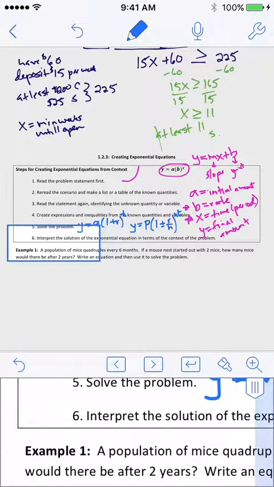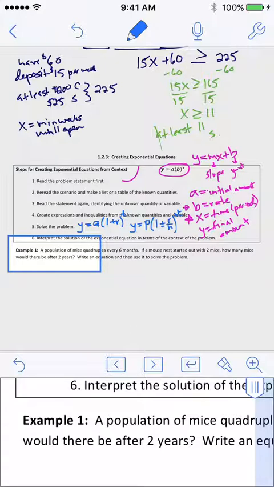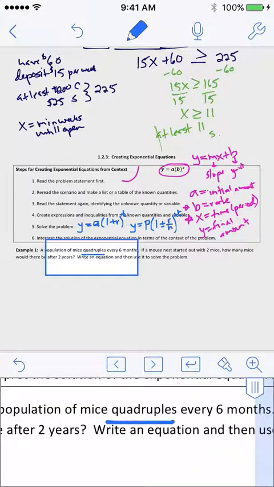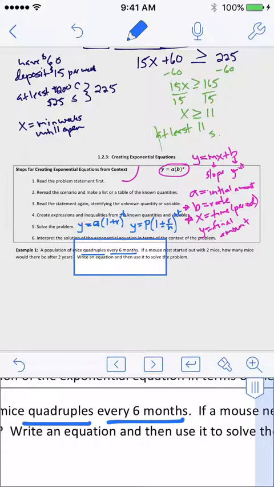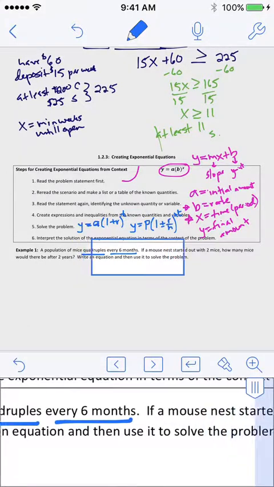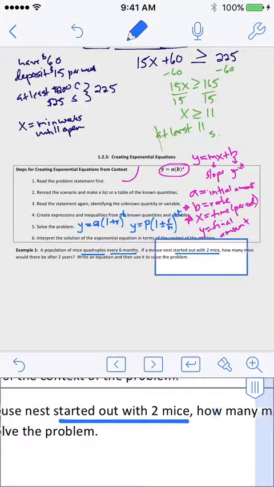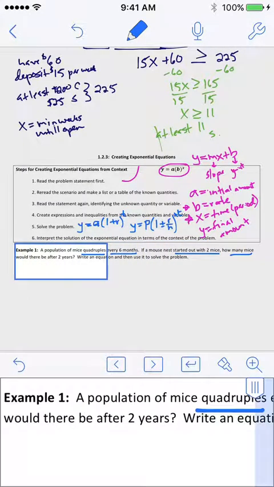First, we read the problem. Check. Next, let's read it again and underline or make a list of things we know, right? So the population of mice quadruples every 6 months. And I'm actually going to underline those as two separate things. You're going to see why in a sec. If the mouse nest starts out with 2 mice, so started with 2 mice, how many mice will there be after 2 years? All right.